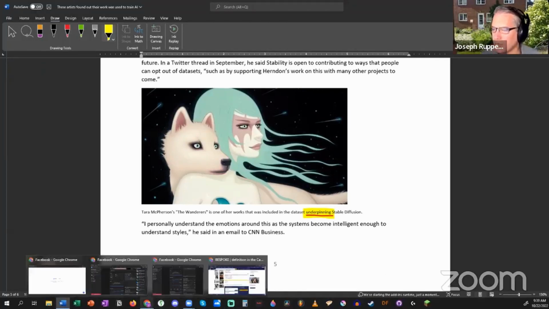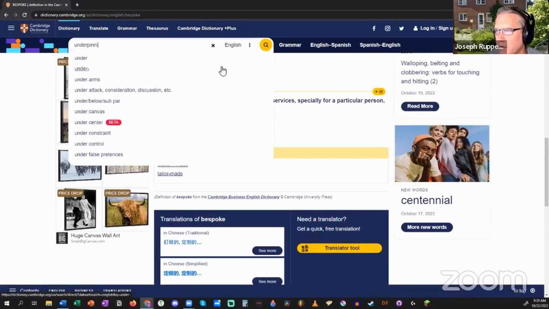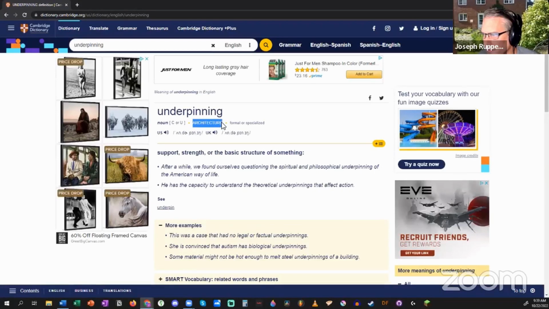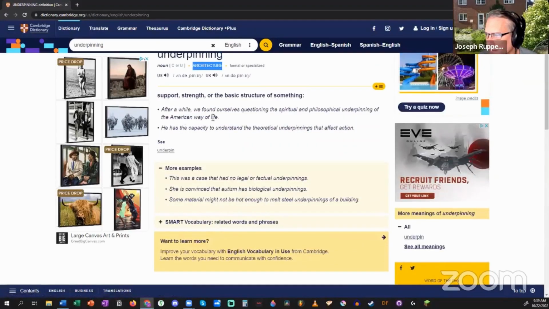Underpinning, though, I do want to talk about the word underpinning for a moment. So in architecture, related to architecture. So this is a formal or specialized word relating to architecture, but support, strength, or the basic structure of something. So it starts with architecture, but of course we're not applying it here to a building. We're applying it to the programming of the AI of that program. So support, strength, or basic structure of something.